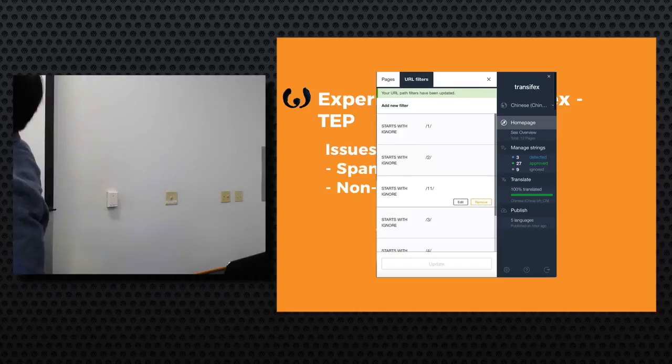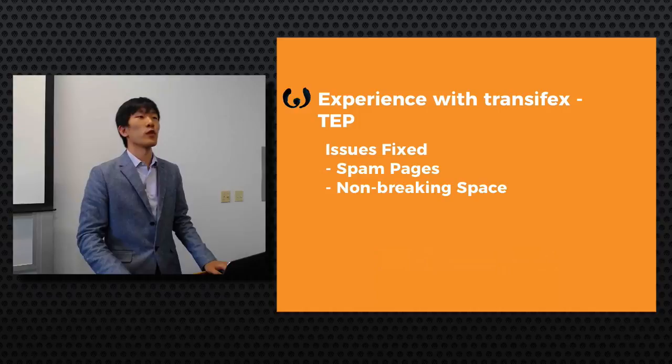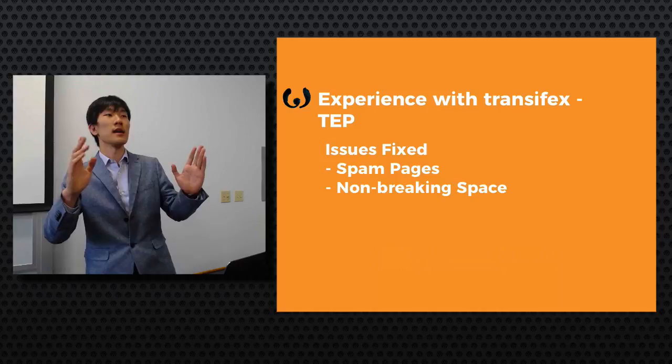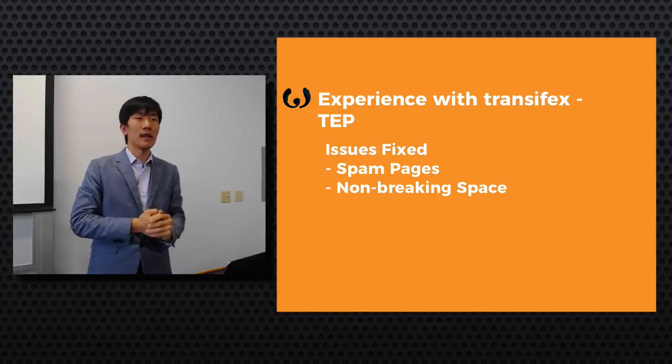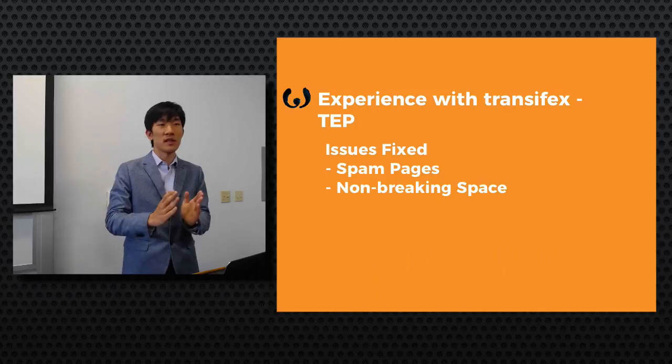The other thing is non-breaking space. When you translate into Spanish, when you have a dynamic layout of your website and you resize it, the thousands digit may get separated from the hundreds digit. So what we did is insert an HTML tag, which stands for non-breaking space, between the thousands digit and the hundreds digit, and it also worked.